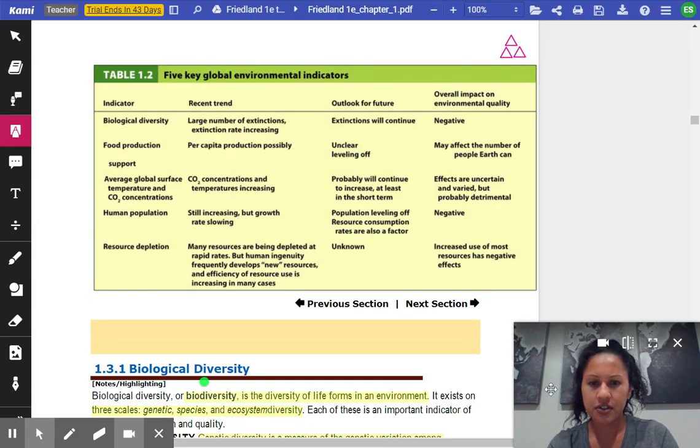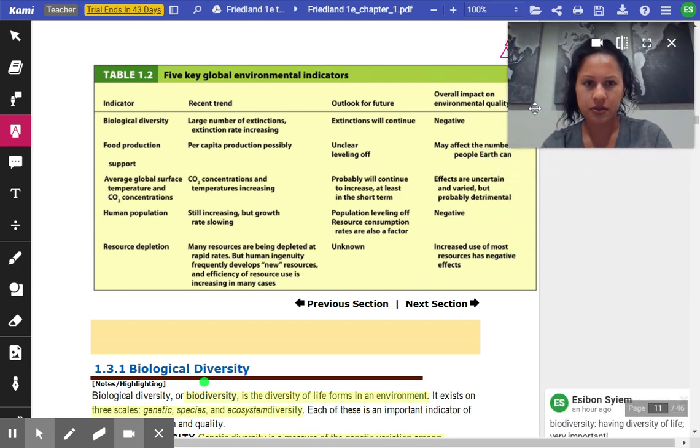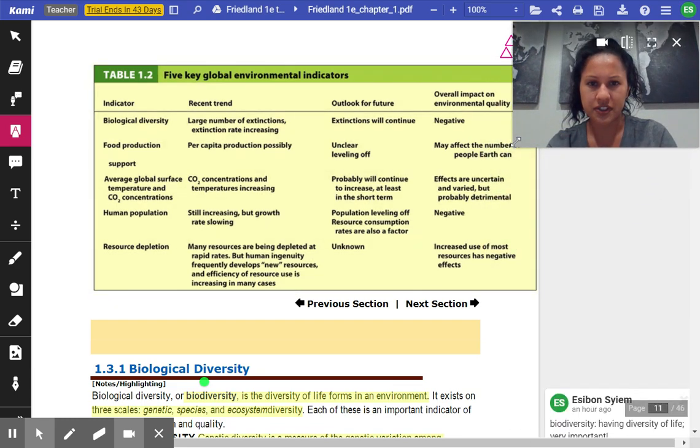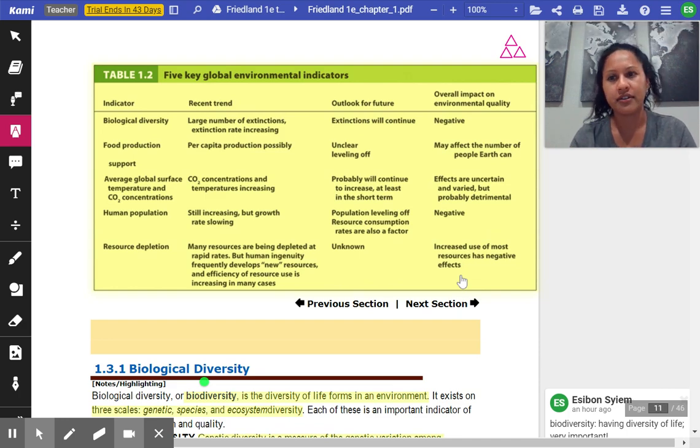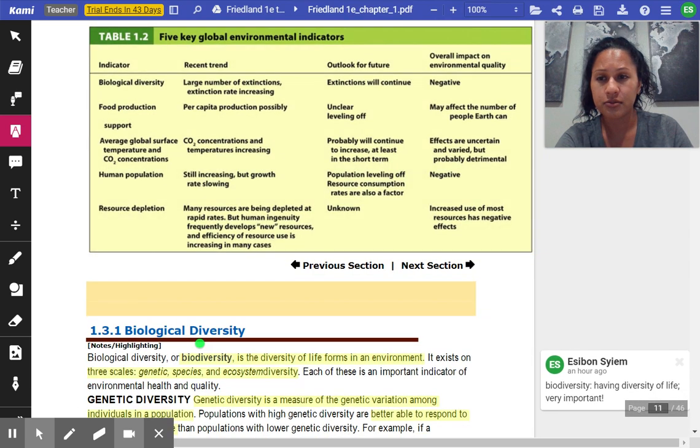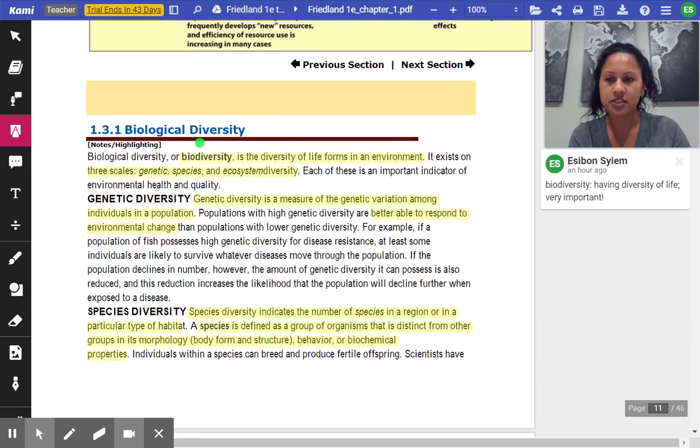Okay, so here I'm going to go over the 5 key global environmental indicators that we finished up with in the previous video. So this is in Friedland Chapter 1, and we are on 1.3, going in detail about the global indicators. Okay, so the first global indicator is biological diversity.